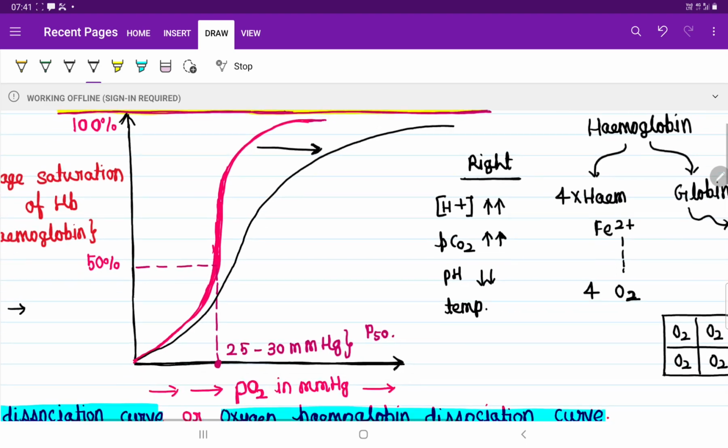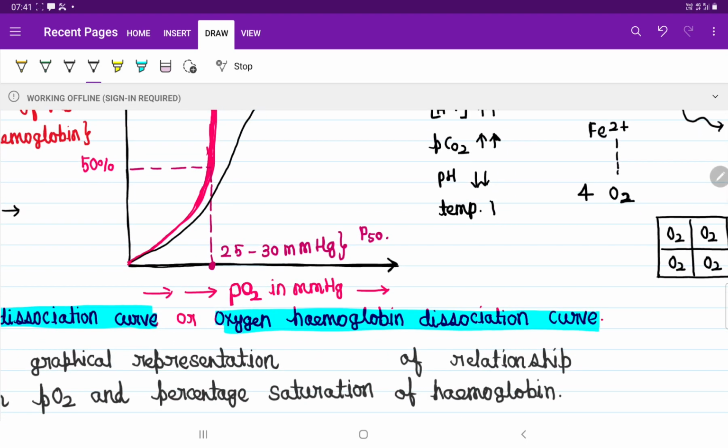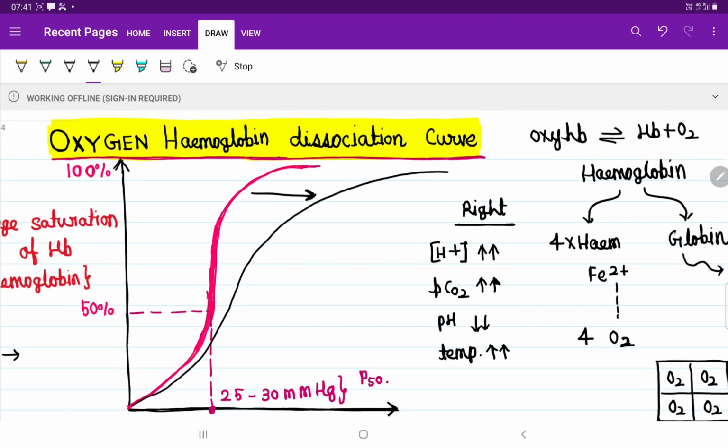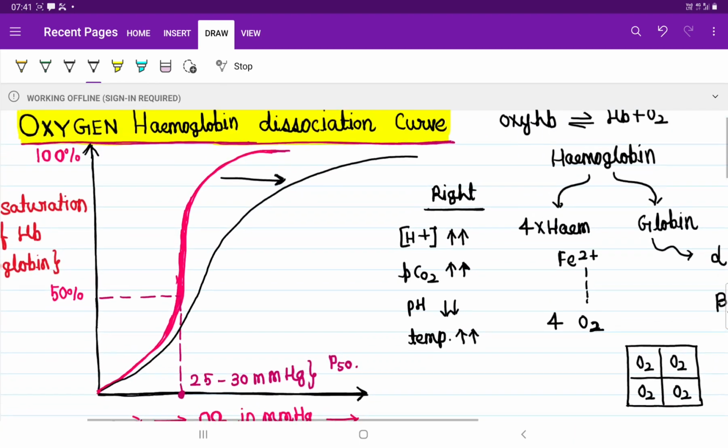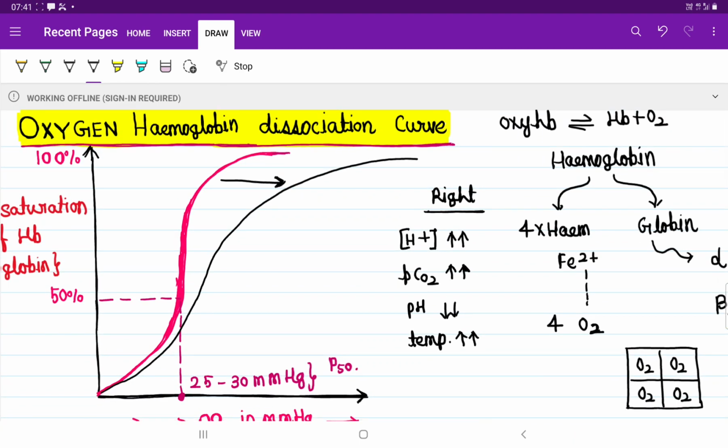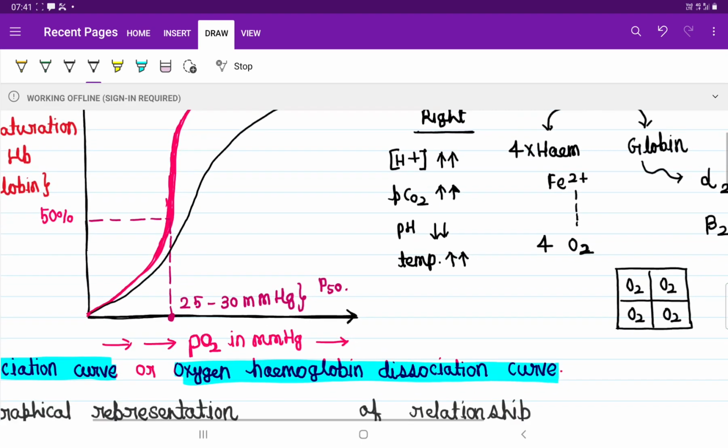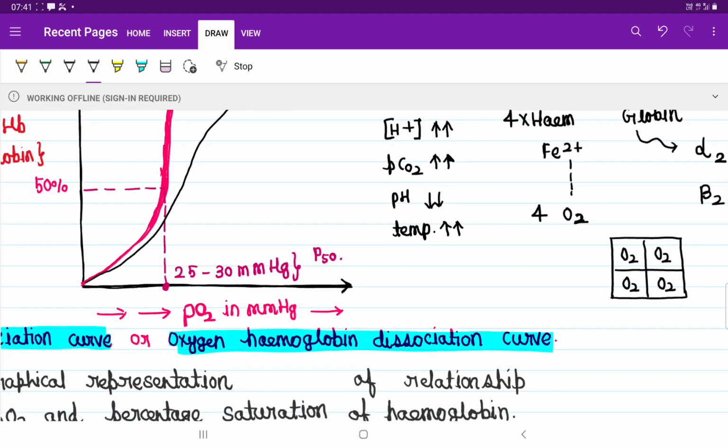And then it is observed that when temperature increases, the curve shifts to the right side. It also disturbs the binding of hemoglobin with oxygen. Now see, this whole process of binding of hemoglobin and oxygen is happening within the red blood cell. In the red blood cell, a lot of glycolysis is going on.